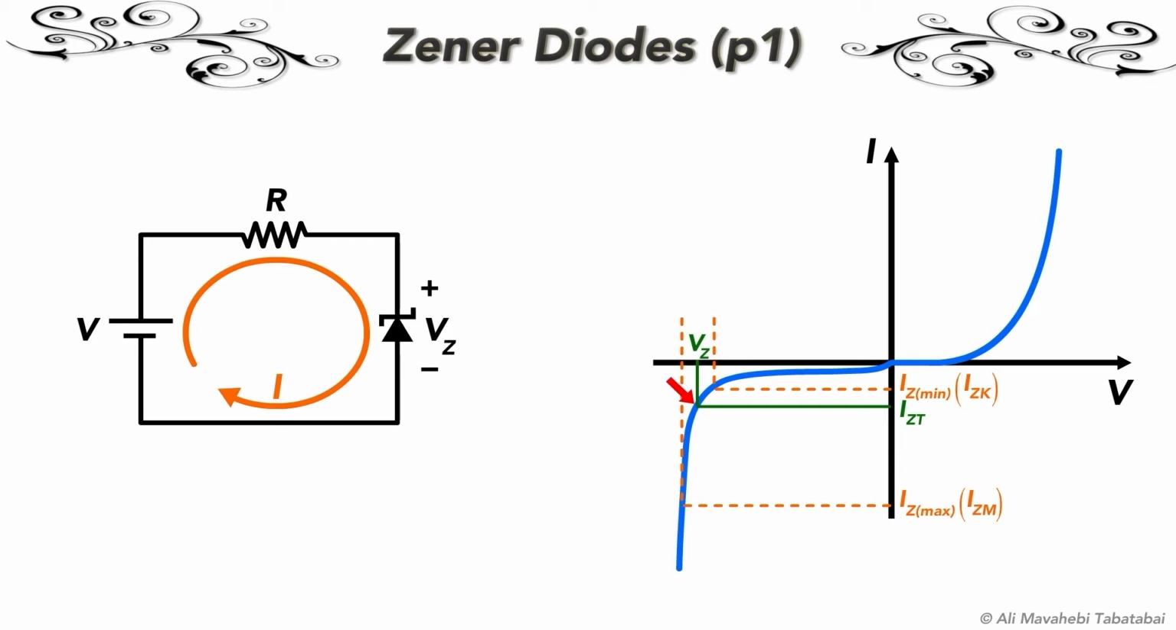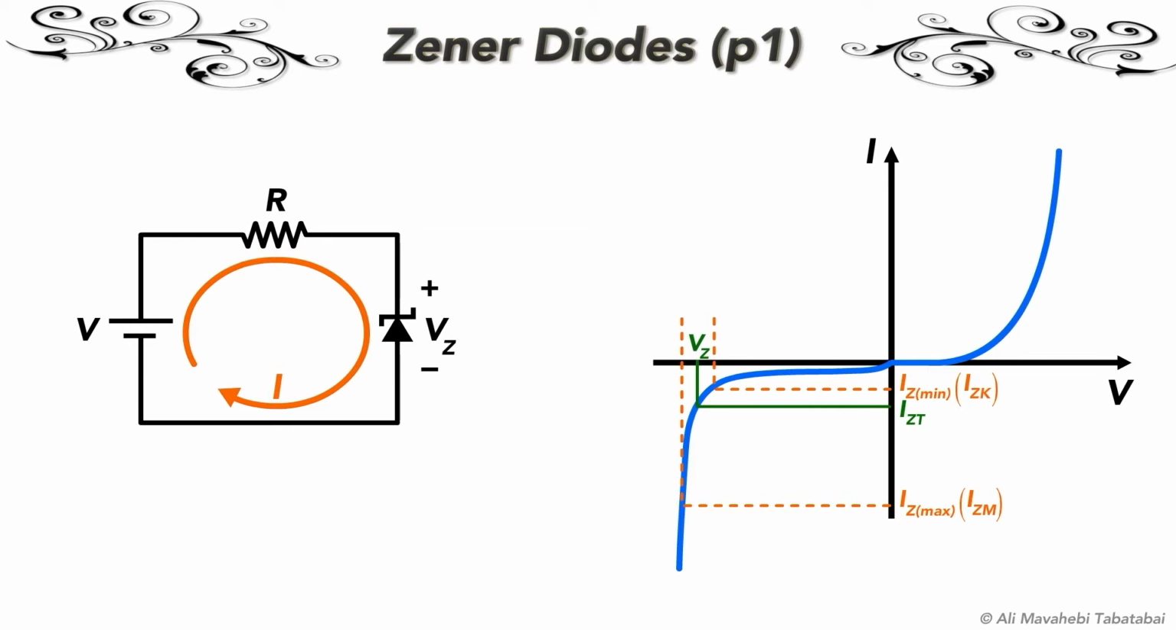Zener diodes are available with different Zener voltages. The Zener voltage is set during manufacturing process by controlling the doping concentration. The maximum current a Zener diode can carry safely is called Zener maximum current. It is indicated with IZ max or IZM. In practical circuits, we have to limit the Zener current between IZ min and IZ max, so we usually use a current limiting resistor in series with the Zener diode.